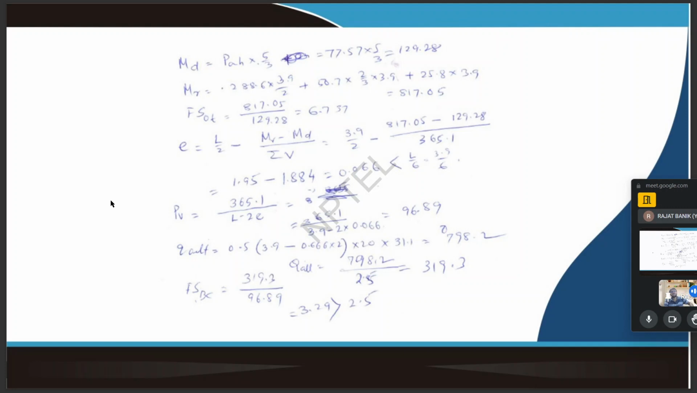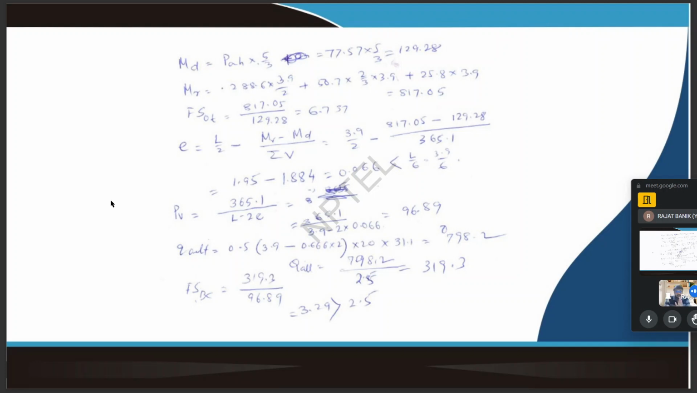Then we need to check whether it is safe for overturning. For this, we need to find out the overturning moment, and also find out the resisting moment. Here the overturning moment is the horizontal active earth pressure into 5 by 3. In this way we find the resisting moment also. After putting all these values into the factor of safety against overturning, we find that the factor of safety is 6.7, which is much greater than 1.5, and that means it is safe.